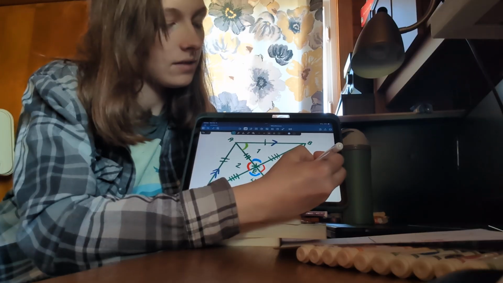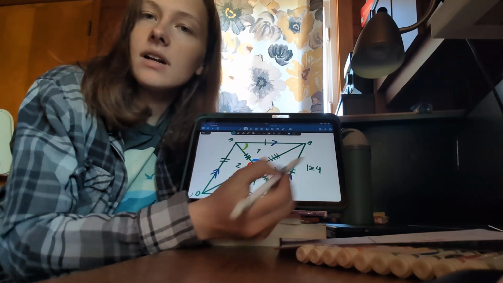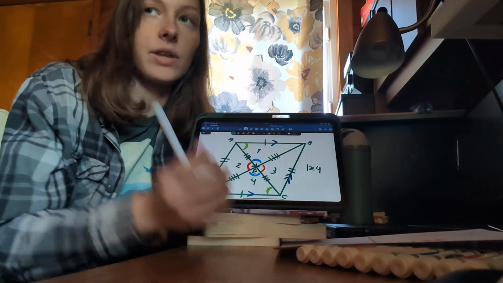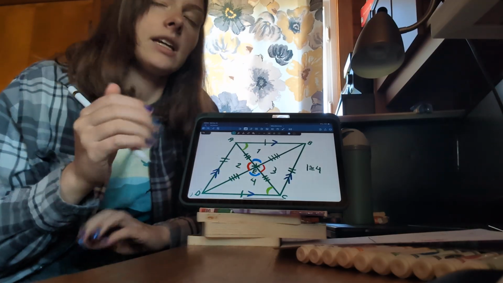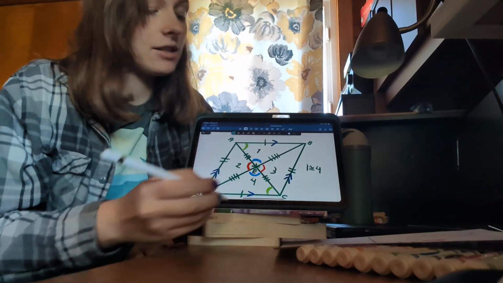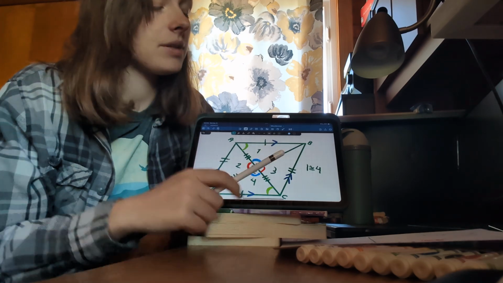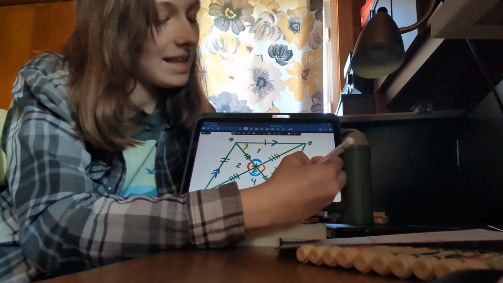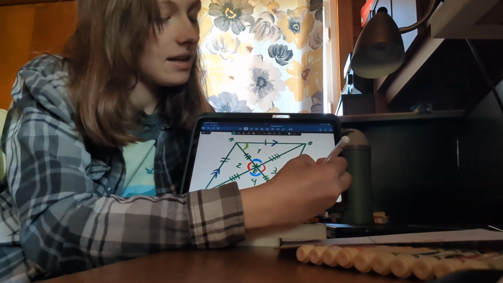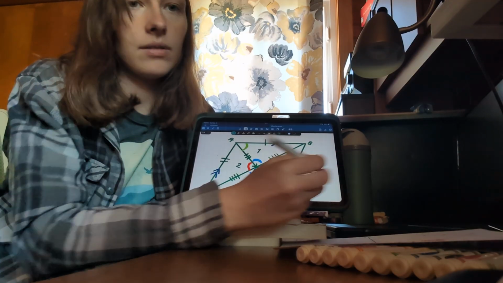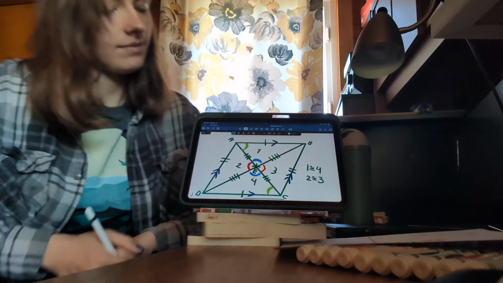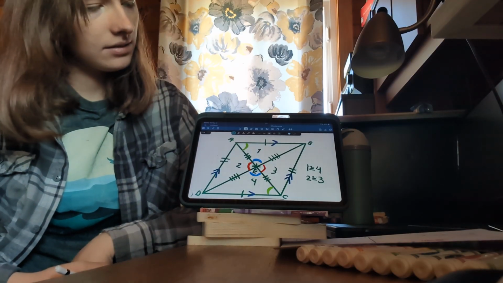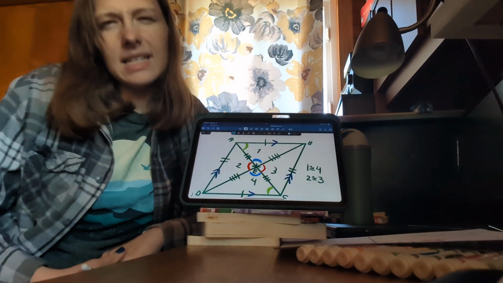1 and 4. See that squiggly symbol I drew right there? That is a congruence symbol. That means they're congruent. You don't have to worry about that just yet. You can just write an equal symbol, but just so you know, that's how you write that. And then we can also say that triangle 2 is congruent to triangle 3. Okay. So now what does that tell us?